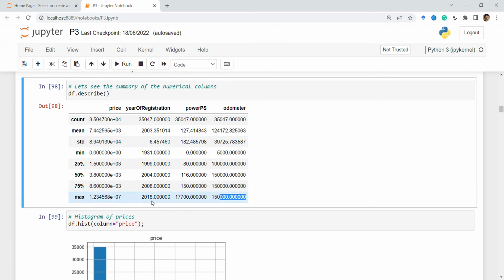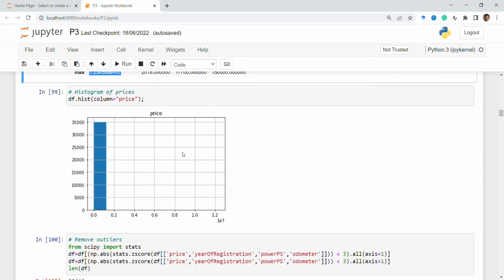And then the newest car is 2018. The oldest car is 1931, so this is probably an outlier. And also in terms of power and price, you see the maximum here is huge. This is kind of a rocket, and the price here is also huge. It is $10 million.